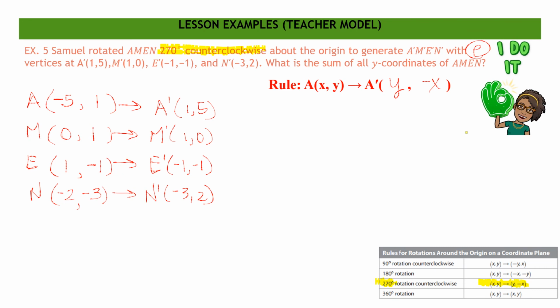But it says take the sum of all the y coordinates. So that means I'm looking at all of these coordinates here: 1, 1, -1, and -3. The sum just simply means to add them all up. So 1 plus 1 plus -1 plus -3. So 1 plus 1 gives me 2. 2 minus 1 gives me 1. 1 minus 3 gives me -2. So the sum of all the y coordinates for AMEN would be -2.